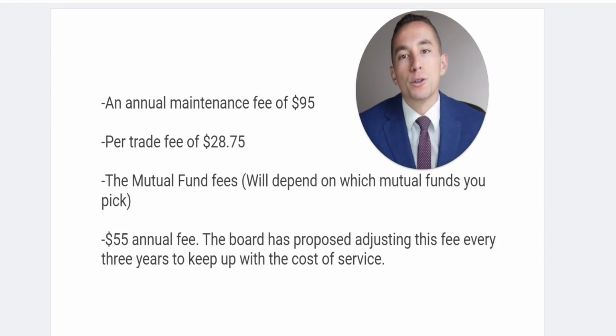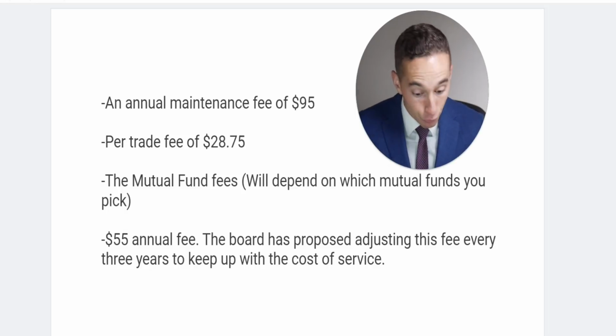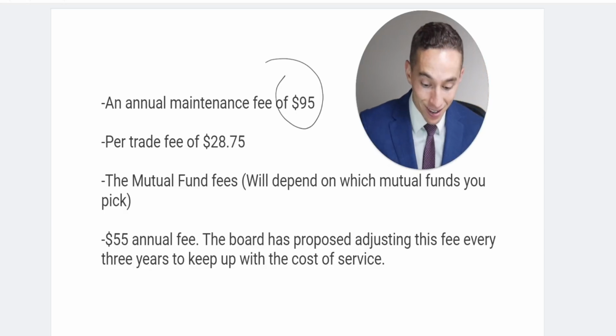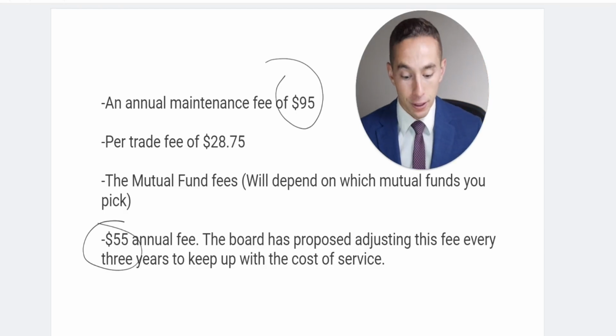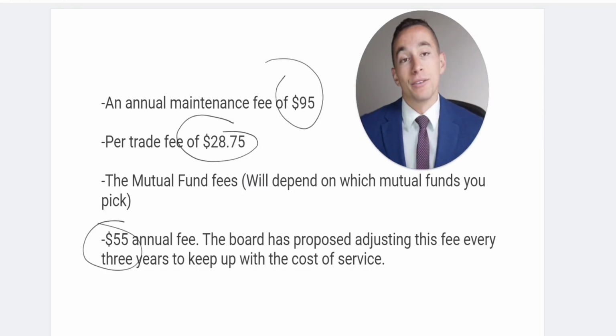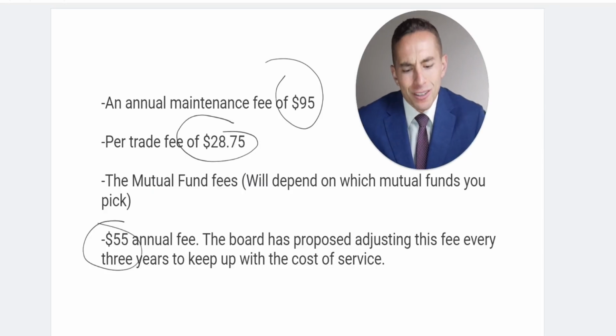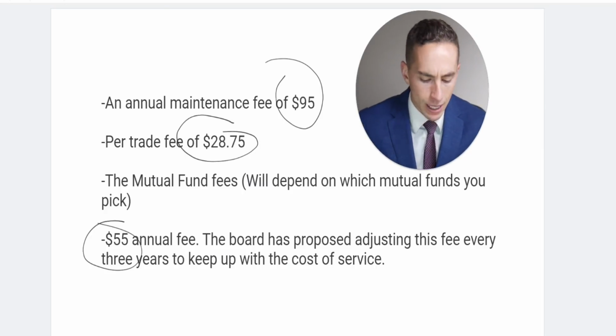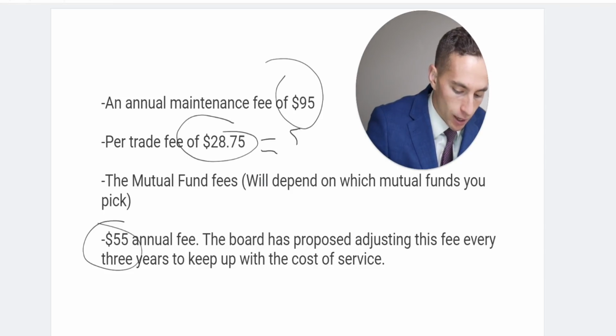Well, what if you use the mutual fund window? What are we talking here? Well, first we know you're going to pay $95 a year, and then $55 for the annual fee, and then of course a per trade fee of $28. So let's be conservative. Let's say you only need 4 trades in a single year, so this would be about $115 a year just for the trades.